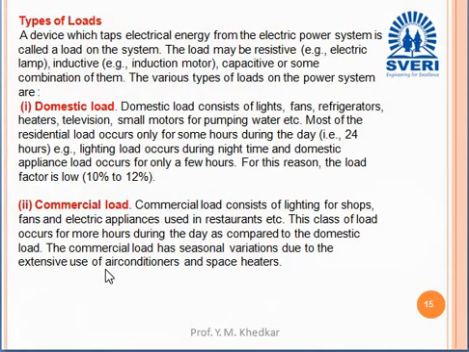The second load type is commercial load. Commercial load consists of lighting for shops, fans, electrical appliances used in restaurants, etc. This class of load has seasonal variation due to the extensive use of air conditioners and space heaters. In summer we require the air conditioner for more hours, but during winter we require space heaters instead of air conditioners. In summer days we require less lighting, but in winter we require more lighting. So there is a certain variation we can observe in the commercial load.